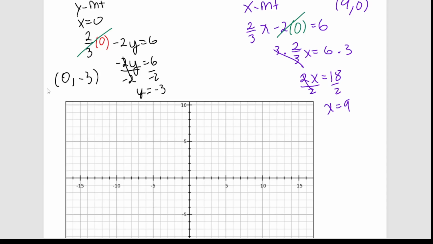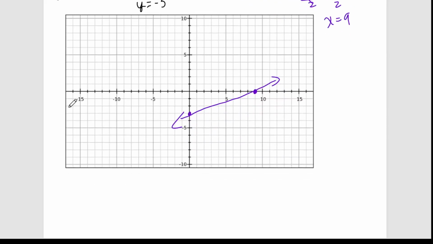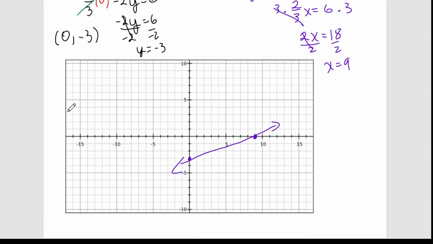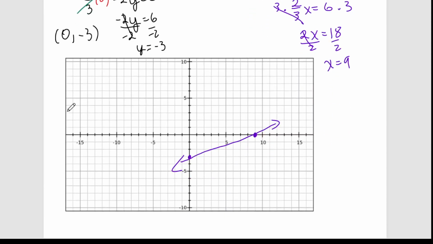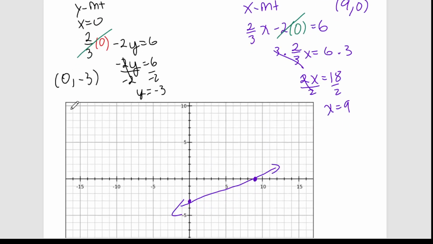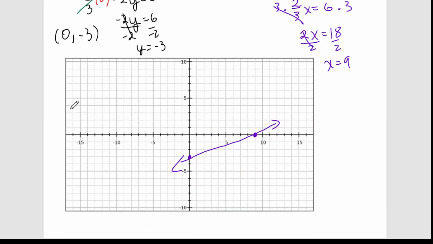Then I can plot both points. So I have 9, 0 over here, right 9, up and down 0. 0, negative 3 down here. Left and right 0, down 3. And then I can connect these in a nice, beautiful straight line, and I've plotted my equation. And plugging in points, and in particular finding intercepts, is a valid way of graphing any equations, and is also in particular very reliable for linear equations because they are always going to have both an x and y intercept.